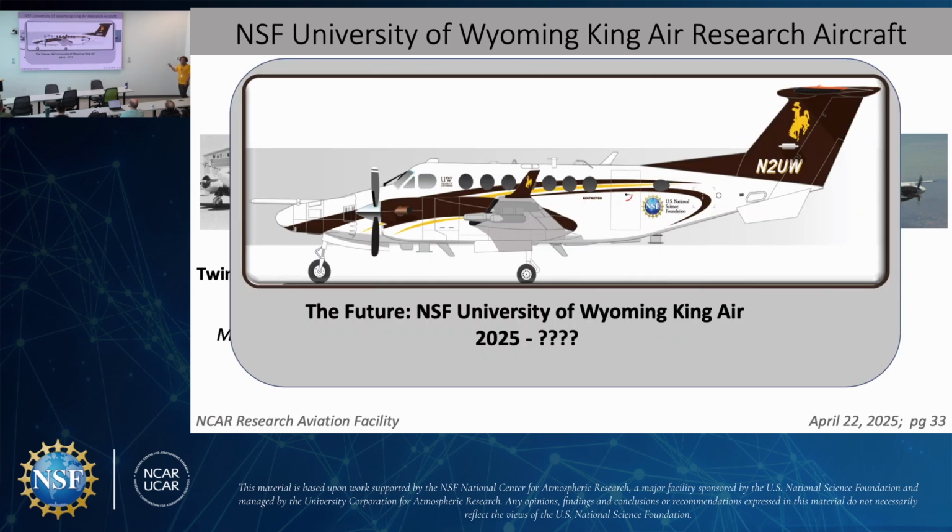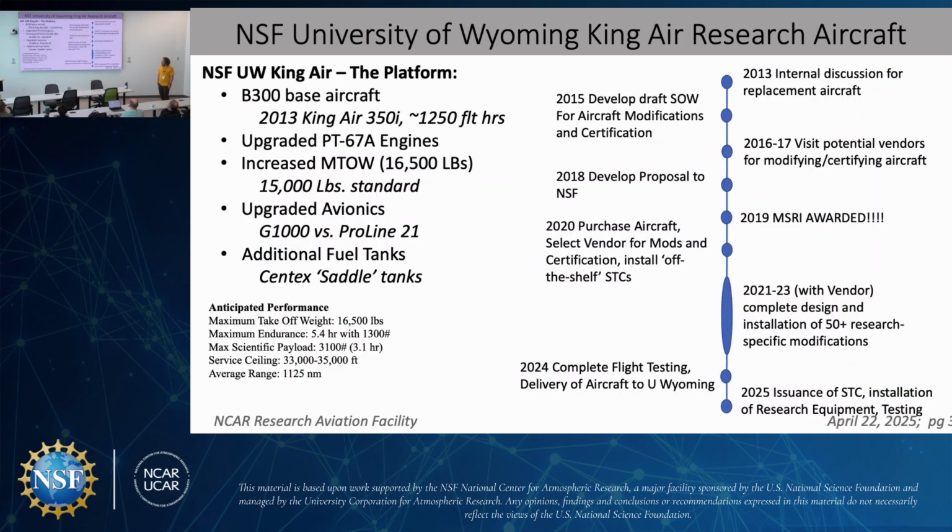This is the future of a Wyoming King Air. This aircraft will be coming online this year. Right now, its first scheduled project is next summer. It had been scheduled for this summer, and we recently had to kick back that project, which was a very painful decision for us to make. But I want to talk just briefly about its capabilities and where we're going with this aircraft.